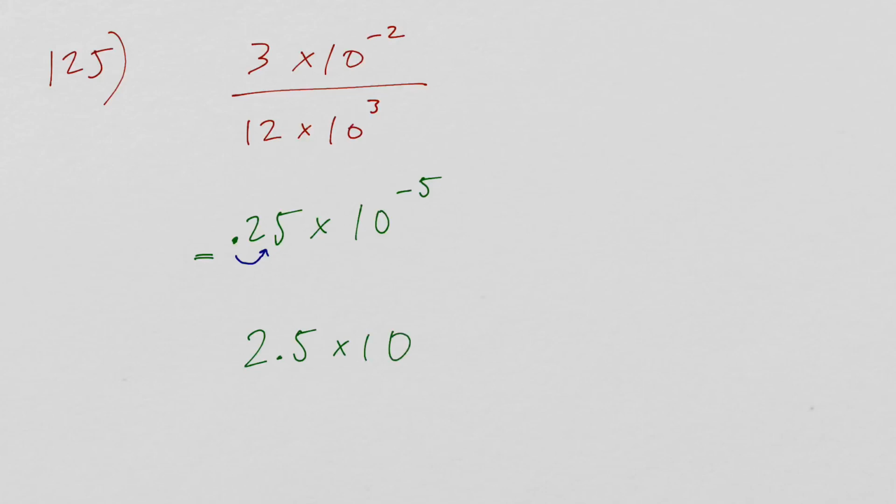times 10 to the. Now, if I made this number bigger, I have to adjust by making this number smaller. And remember, a smaller number is more negative, not less negative. So I'm going to go from -5 to -6. And that's my final answer.